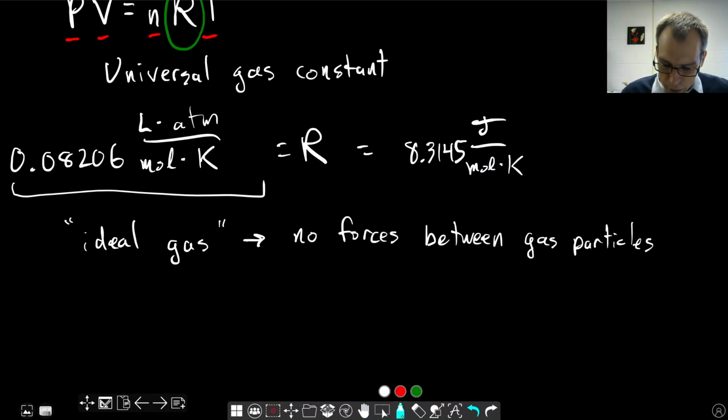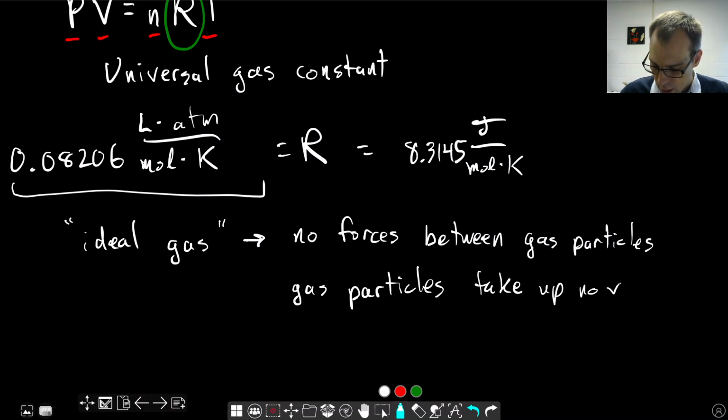And we also assume that the gas particles, the molecules or atoms that are present in the gas, take up no volume. Now, of course, they actually do take up some volume, but it's very small compared to how far away they are from each other. So we essentially treat them as little tiny points of mass that don't actually take up any space. And that's what we consider an ideal gas.